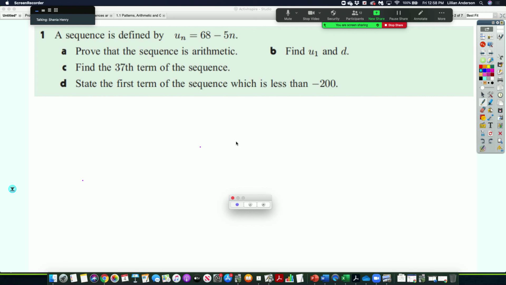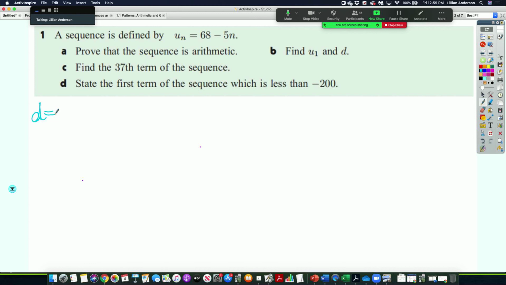It's the same distances from U sub 1 and U sub 2 and U sub 3. Exactly. And so on. So basically, it's your common difference. In order to determine what your common difference is, you probably want to find a few terms, right? Okay, so let's do that.